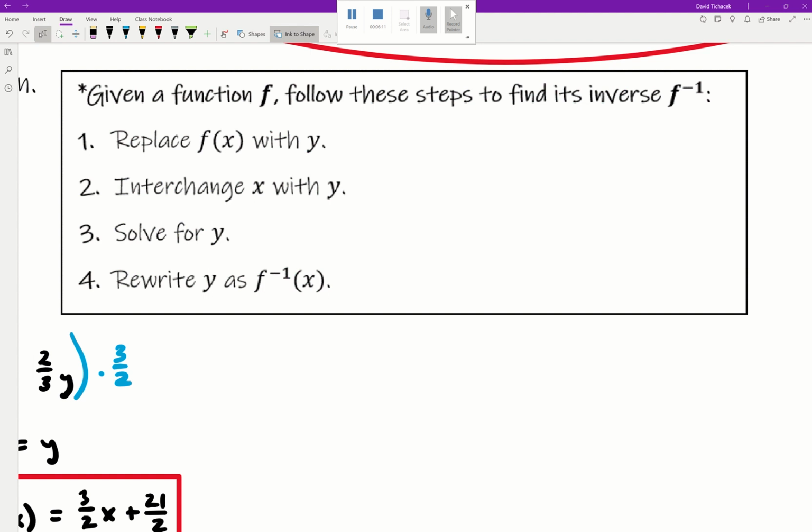So it says to number 1, replace f of x with y. In the function formula where you see f of x, it's just simpler notation to replace that with a single variable name like y.